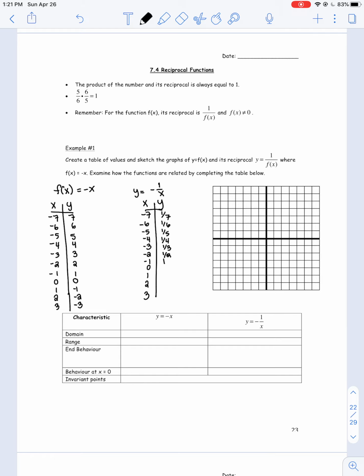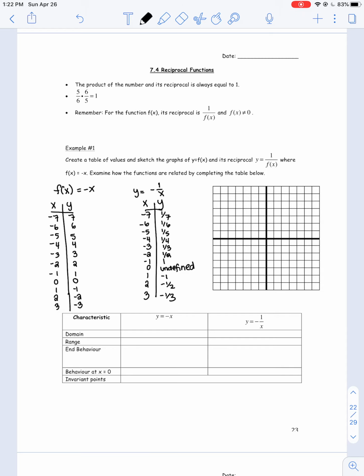And if we plug in 0, this is going to be undefined. This is a value that doesn't exist because we can't divide by 0. Positive 1 gives negative 1 over 1, which becomes negative 1. Then negative 1 over 2. And negative 1 over 3. So these are all the values that we're getting here.